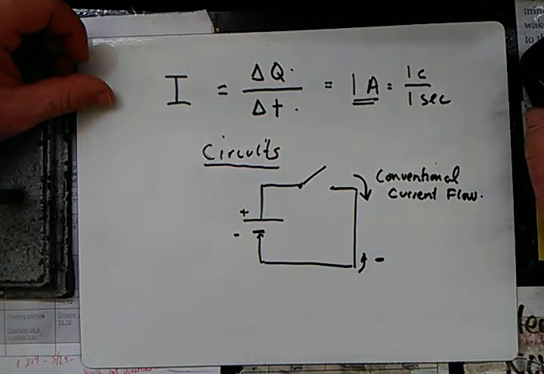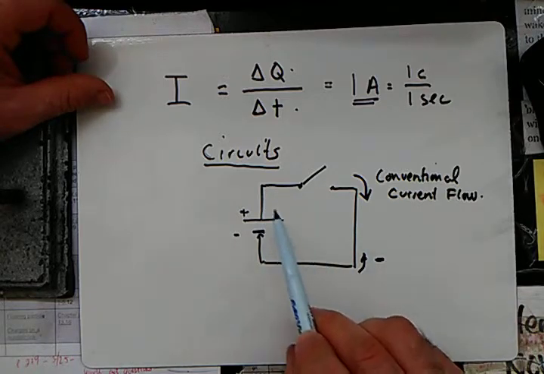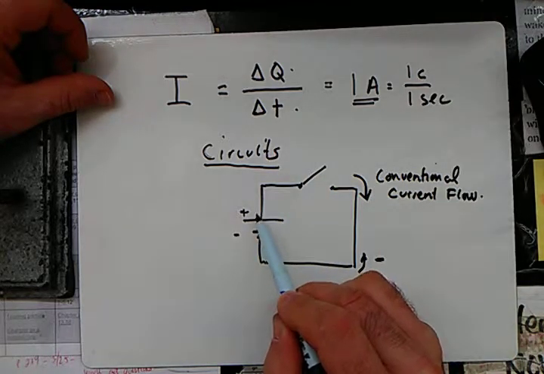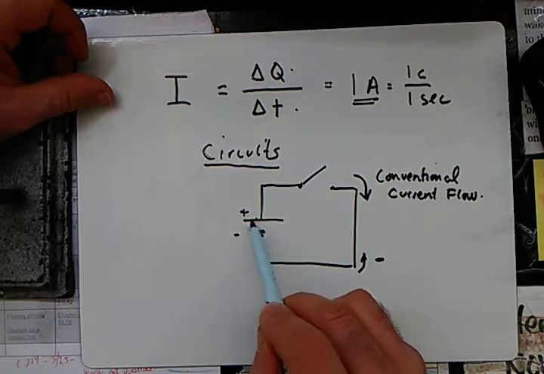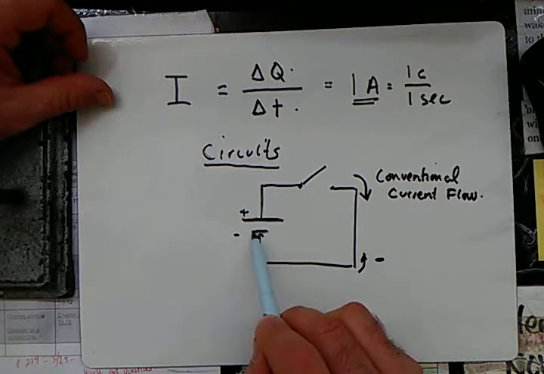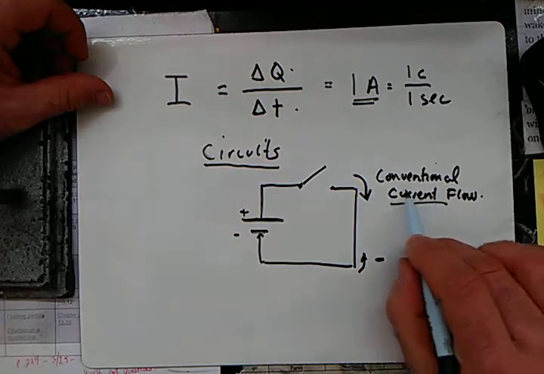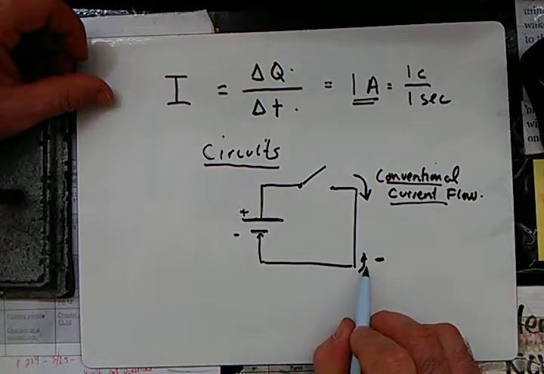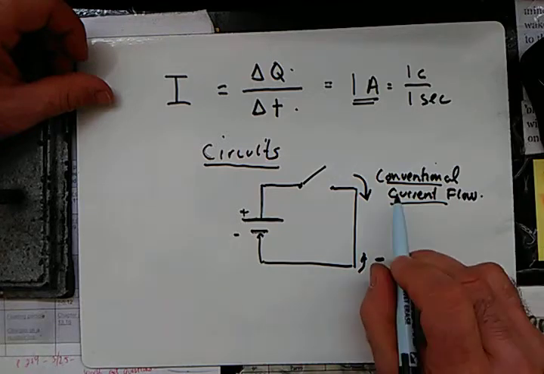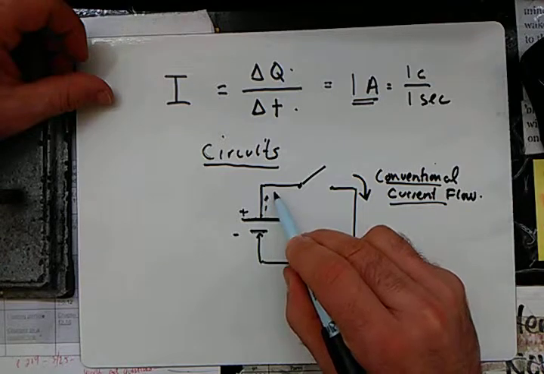But in common practice, if you ever get into electrician work or anything like that, conventional current flow is said to go from positive to negative, from the big side to the small side. There's the big side of the battery, and there's the small side of the battery. We're going to look at conventional current flow, but we know that in physics electrons are doing the flowing.